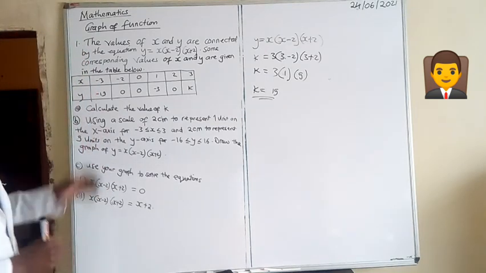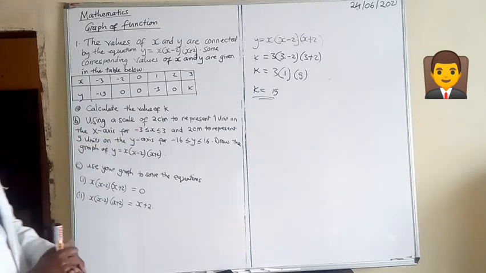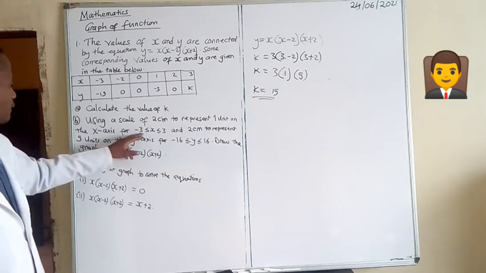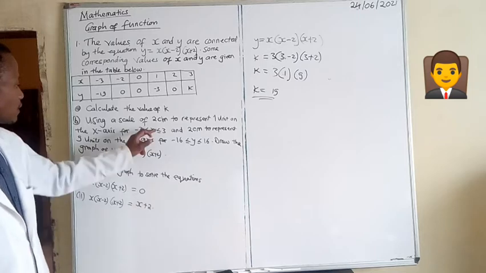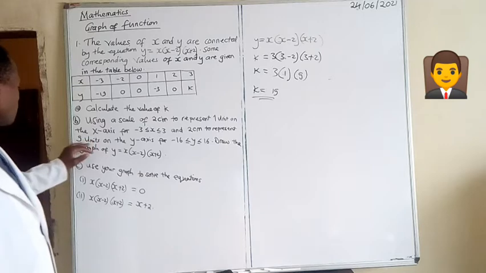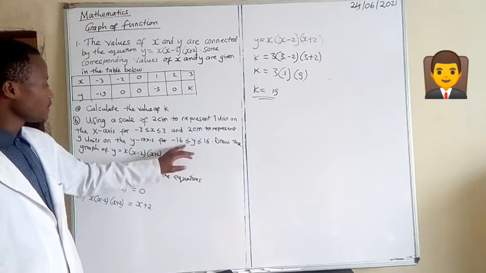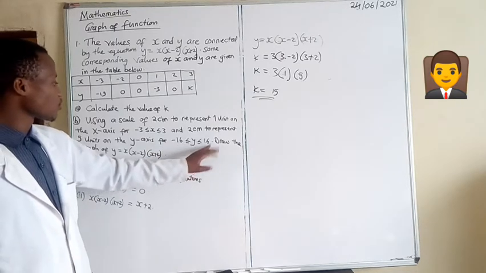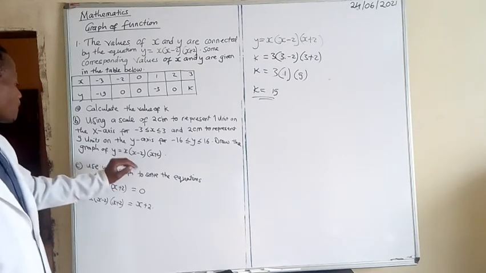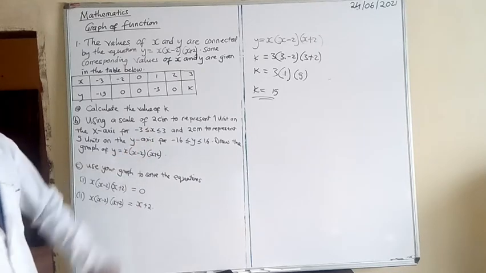Now, if we go to question B, using a scale of 2 centimeters to represent 1 unit on the x-axis, for negative 3 is less than or equal to x, which is less than or equal to 3, and 2 centimeters to represent 5 units on the y-axis, for negative 16 is less than or equal to y, which is less than or equal to 16. Draw the graph of y is equals to x, open bracket, x minus 2 and x plus 2.